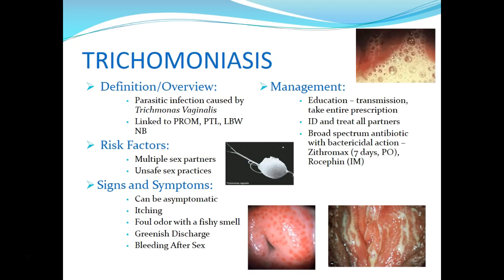Like with all the other ones, we treat it with a broad spectrum antibiotic. Usually it's a Zithromax for 7 days or the Rocephin IM, and if we have the choice, we want to do the Rocephin. We want to educate these people on how it's transmitted. We want to teach them to take their entire prescription, and we want their help in identifying and treating all their other partners. And sometimes that is the hardest part whenever we're dealing with individuals who have a sexually transmitted infection.